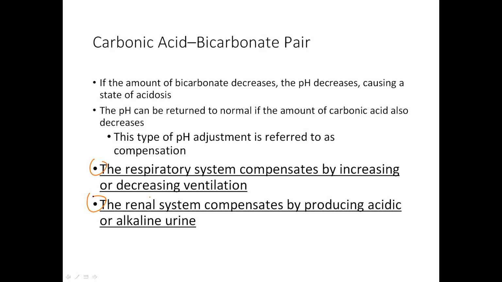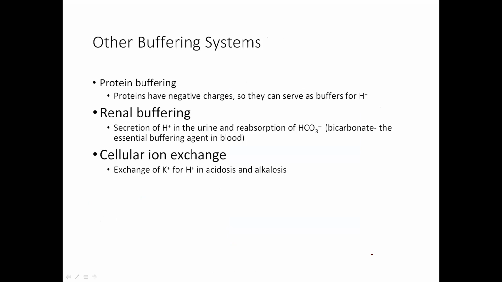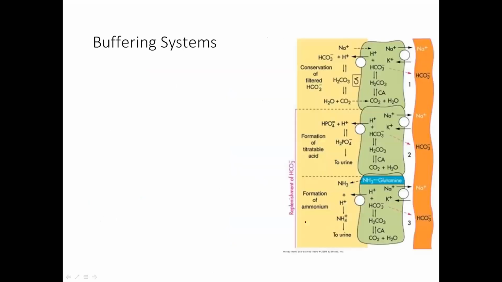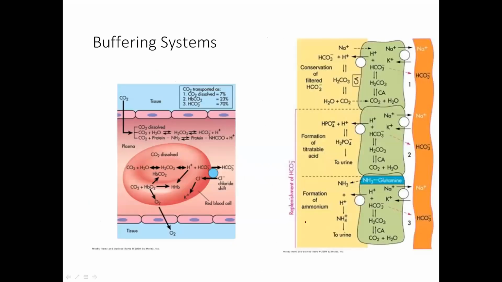The renal system, so these are your kidneys, will work together with the respiratory system by getting rid, so you're going to pee out those hydrogens, right? So that's another way we can get rid of them is through the renal system. Don't worry about that. We've already talked about this, the renal buffering. And don't worry about that.